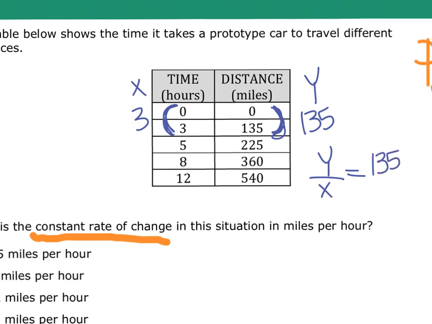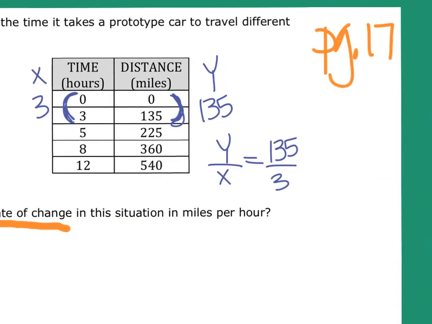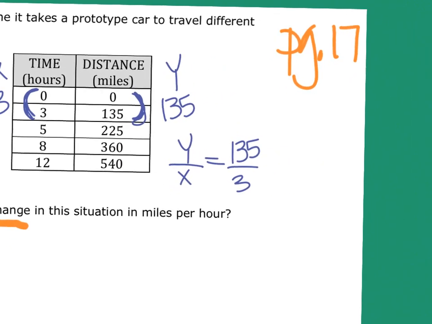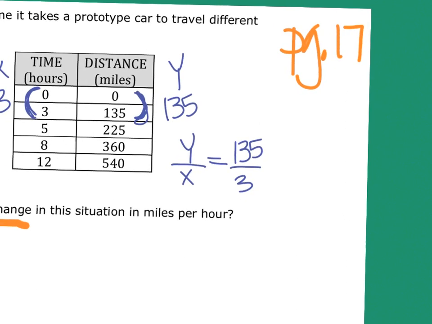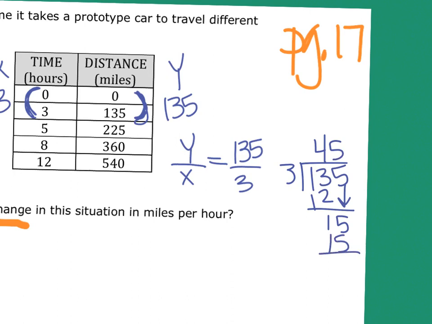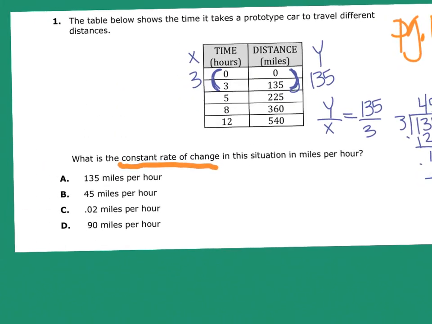So 135 divided by 3. We're trying to figure out how much it would be if there was only 1 for the x in the table. So when you set this up, 3 divided into 135 should go 45 times. That would mean if x was 1, y would be 45. So over here on our answer choices, it would be B, 45 miles in just 1 hour.